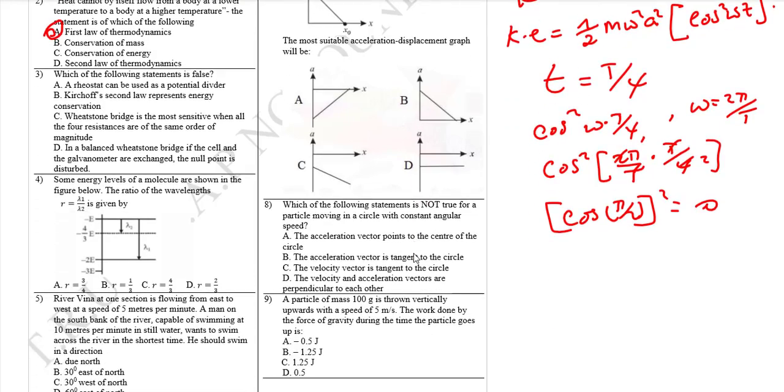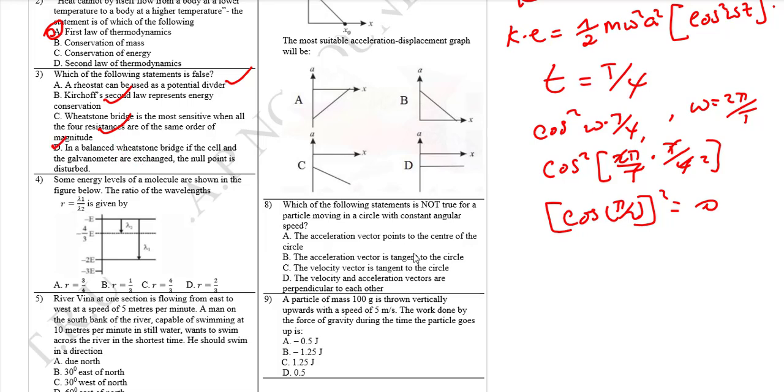Question number 3. Which of the following statements is false? 1. A rheostat can be used as a potential divider. This is true, since we always see rheostats when we study the potential divider. The Kirchhoff's second law represents the energy conservation. True. And also note that the Kirchhoff's current law, that's the first law, represents the law of conservation of charges. 3 says the Wheatstone's bridge is most sensitive when all the 4 resistances are of the same order of magnitude. That's true, and especially when it is at balance. So this statement is true, so it means the wrong one will be D. So D will be our correct option.